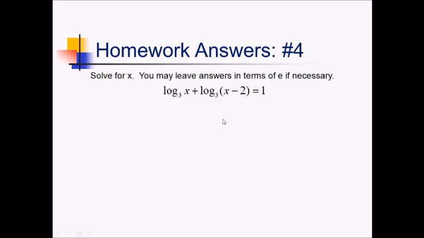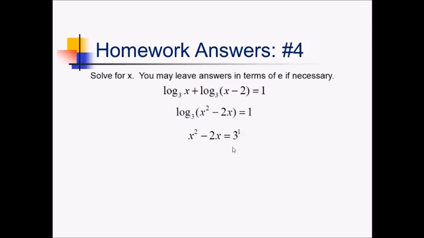For this problem, since we have 2 logs on one side, we're going to merge them together using log rules. Since I'm adding the logs, that means I multiply the things inside. So I've got log base 3 of x squared minus 2x, if I distribute that x, equals 1 now. To get rid of this log, I'm going to raise base 3 to both sides. So I'll have x squared minus 2x equals 3 to the 1, or just 3.